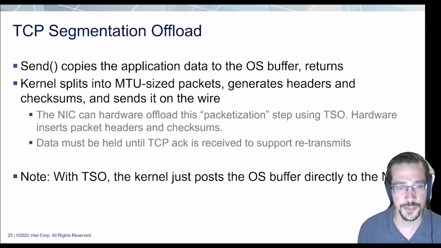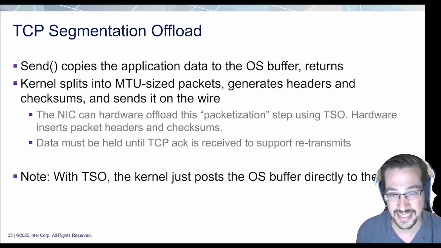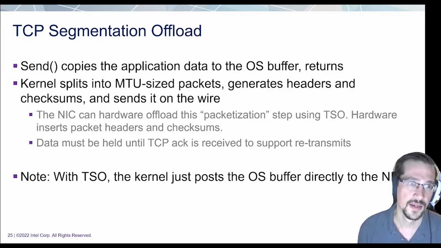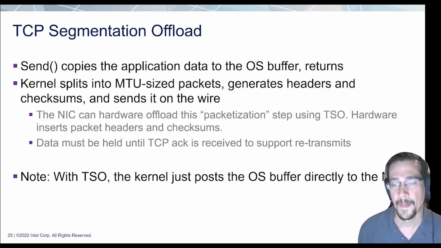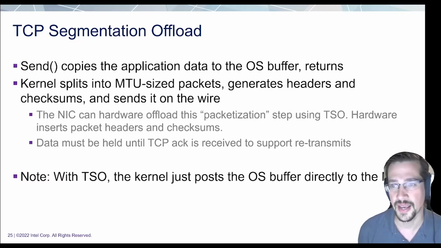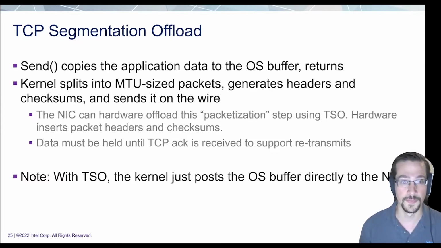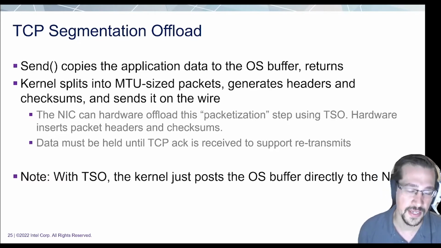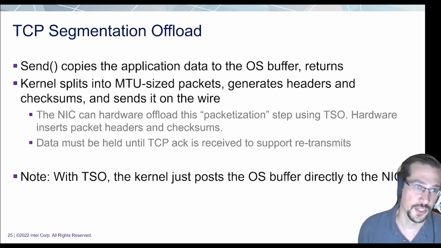Modern NICs almost universally have a hardware offload for this packetization step, which is called TSO. And so the kernel can simply post the user data buffer as it was, maybe it's a megabyte or something, to the NIC, and the NIC will break it up into 1500 byte packets and insert the headers and generate the checksums as it sends. So the OS doesn't have to do that anymore. The OS does have to hold the data buffer around until the ACK is received for all of it, because it needs to support retransmits. But no longer is the kernel actually touching your data buffer.